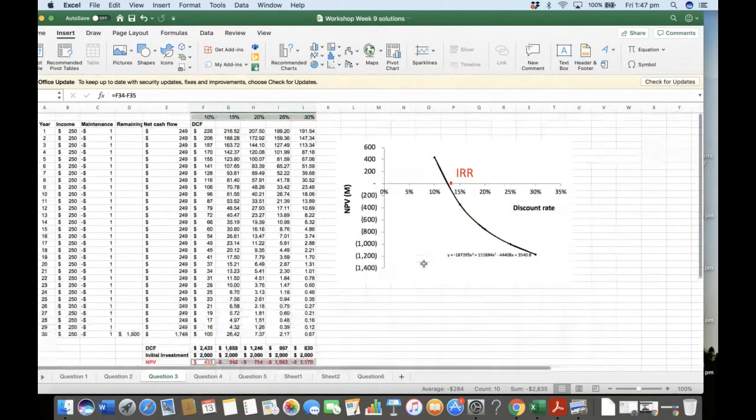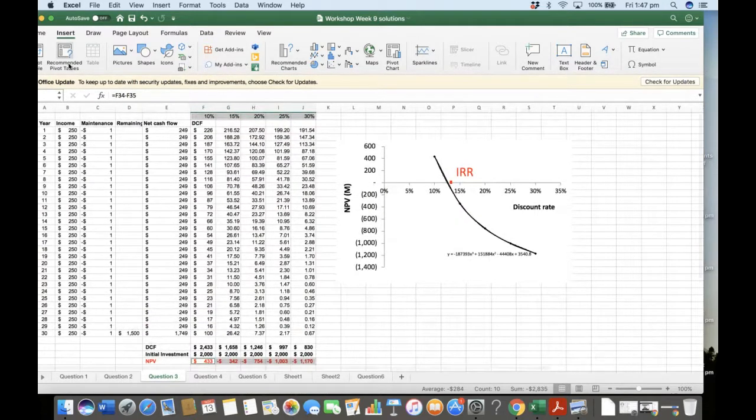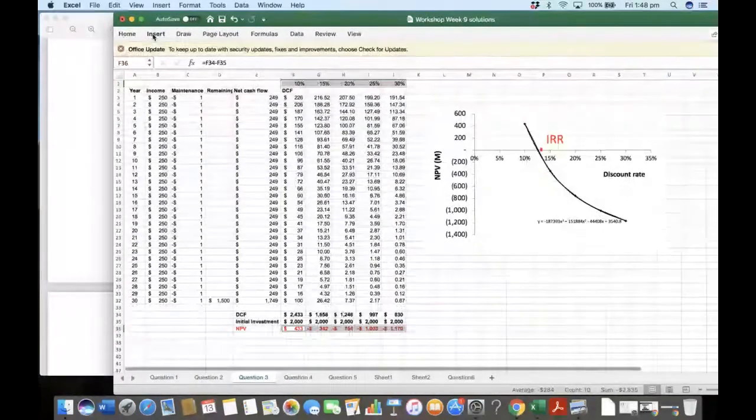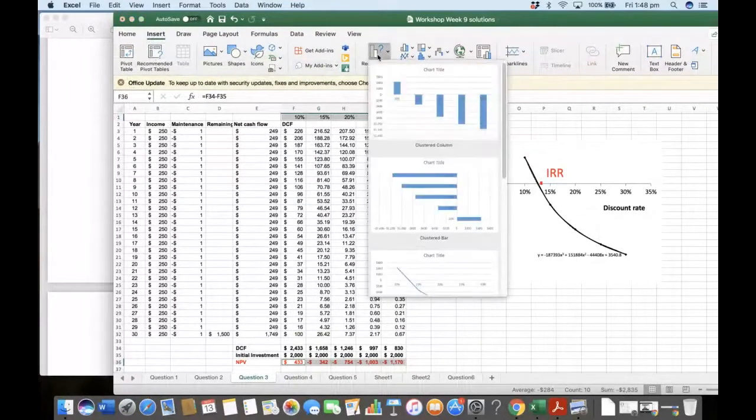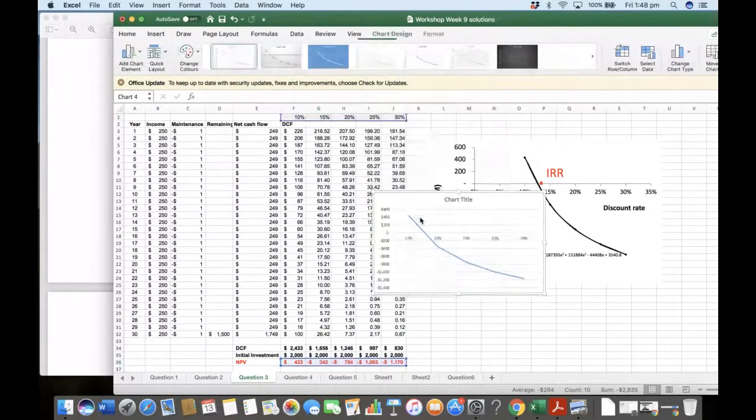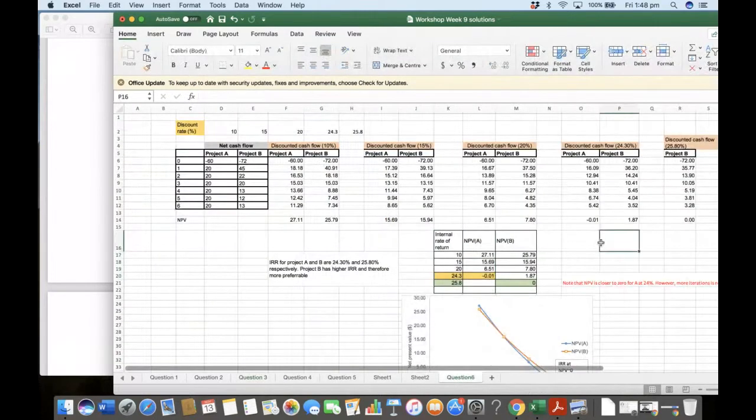Can you guys do this? If you just select this tool and go to insert and then it should be recommended charts. Okay, sorry, over here. And then you can get something like this. So this is your net present value versus IRR. So let me try and do it one more time for this.